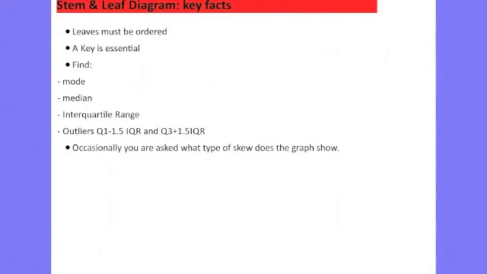Stem and leaf diagrams. Leaves must be ordered. A key is essential, and you must be able to find the mode, median, interquartile range, and identify outliers. Occasionally, you are asked what type of skew the diagram or graph shows.